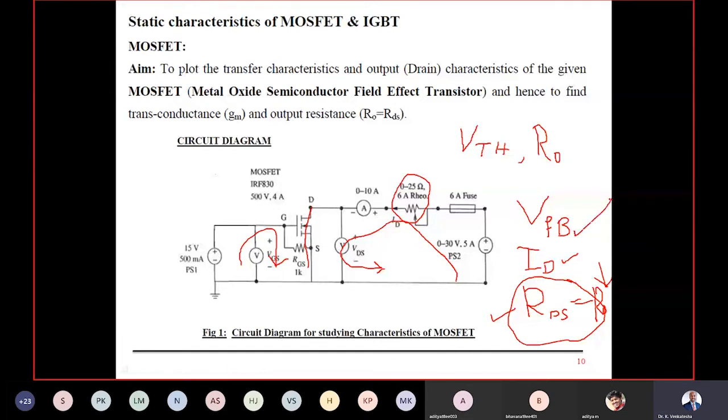VFB, forward blocking voltage. Can somebody tell me, when the switch is turned on, what is my voltage VDS? When the switch is turned on, what is the voltage drop across the switch under ideal condition, not practical condition? I told you when the switch is turned on, DS is shorted. Then what is the voltage drop across the MOSFET, VDS? 0, perfect. 0 volts because the switch is turned on, it's shorted. When the switch is turned off, what's the voltage available across the MOSFET?